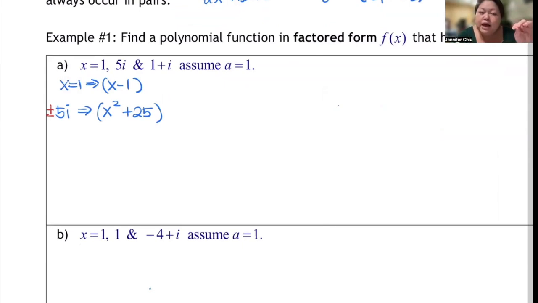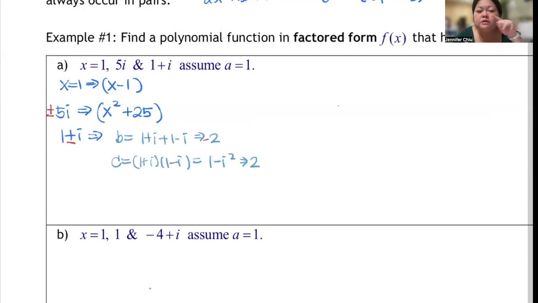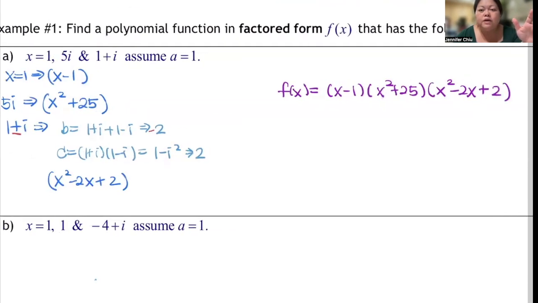So keep in mind if 1 plus i is your 0, then 1 minus i must be the other 0. Right? And so using our formula of b equals the two conjugates added up, and don't forget it's a negative 2, not a positive 2, and c is the two conjugates multiplied together to get a positive 2. So finally, this conjugate pair is going to give us x squared minus 2x plus 2. All right, now we're going to combine all three parentheses to get a final answer of our function in factored form of x minus 1 times x squared plus 25, and then x squared minus 2x plus 2. Okay, you should be really happy we're not asking you to multiply this out. This would be kind of a pain to multiply out.